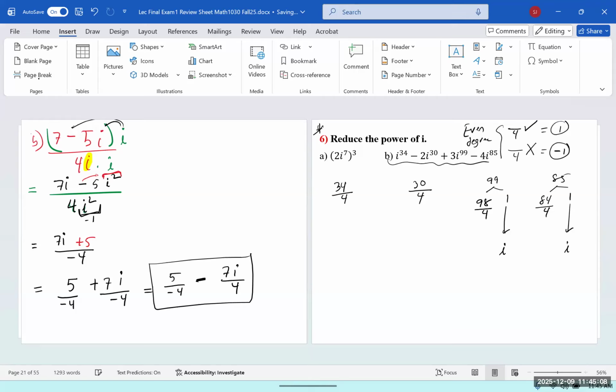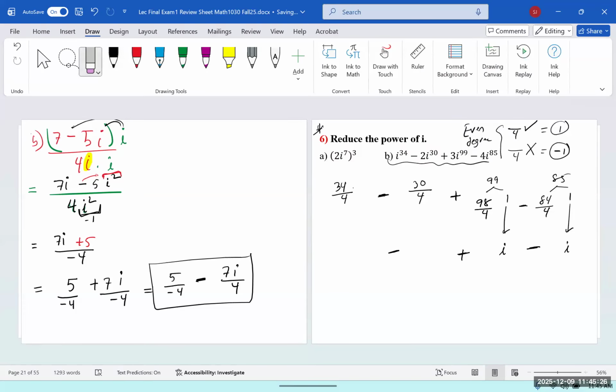Okay. So the first one is positive, this is negative, this is positive, and this is negative. Can you divide 34 by 4? Is it divisible? Can you divide 34 by 4 evenly? You cannot. So this answer is -1 because you could not divide by 4. Can you divide 30 by 4 evenly? We cannot. So this answer is -1.